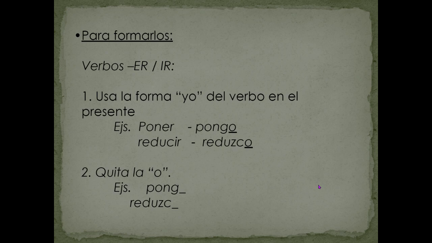Let's continue. Para formar mandatos con los verbos ER e IR. Same idea. Usa la forma yo del verbo en el presente, it's the yo form of the verb in the present tense. So for poner, we have pongo. Reducir, to reduce, reduzco. There are two verbs here with irregular yo forms in the present tense. Quita la o, so pong and reduzc.